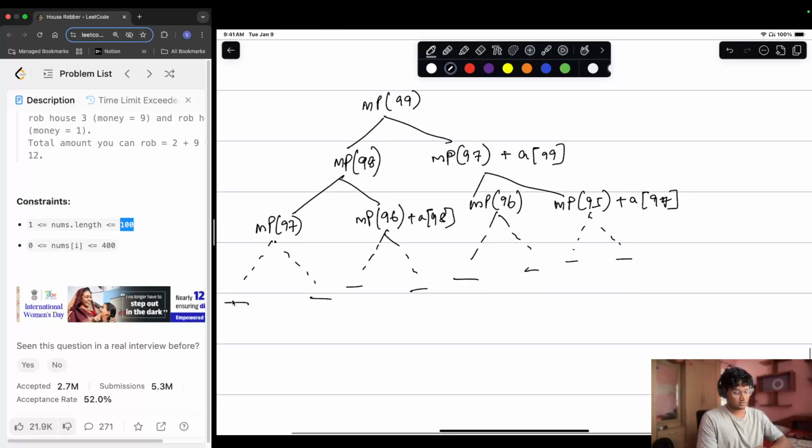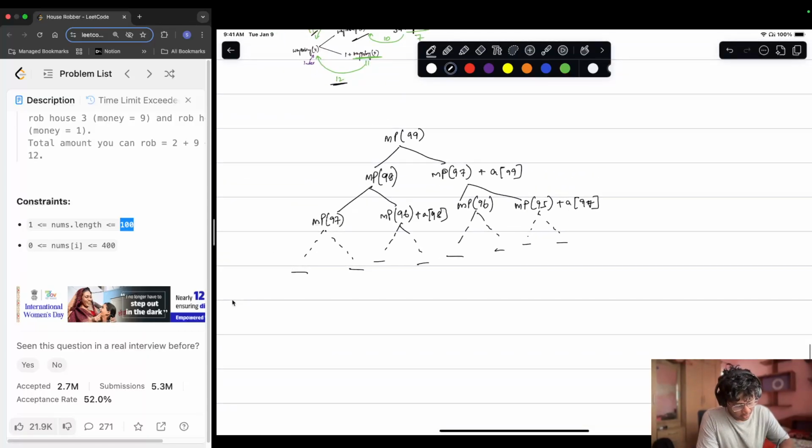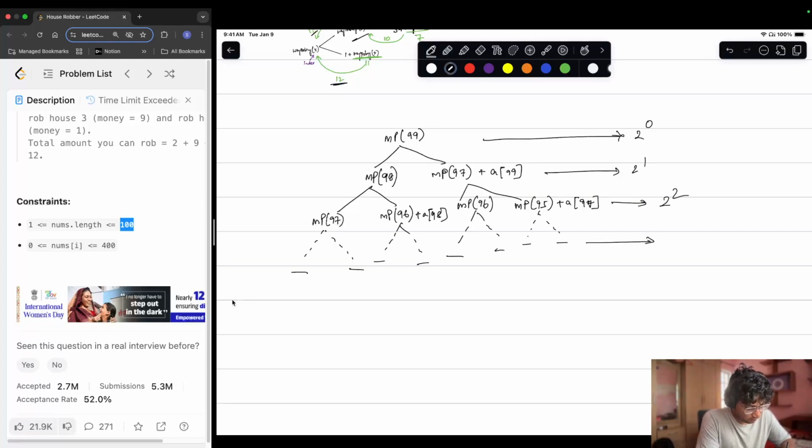If you look at this, at every level of the recursion we're going 2 power n times. First is 2 power 0, next is 2 power 1, next is 2 power 2, and so on, till 2 power n. So just think about it. The time complexity of the solution is 2 power 100 in the worst case, which is a lot, right? Of course, you're going to get a TLE. This is what we need to optimize.